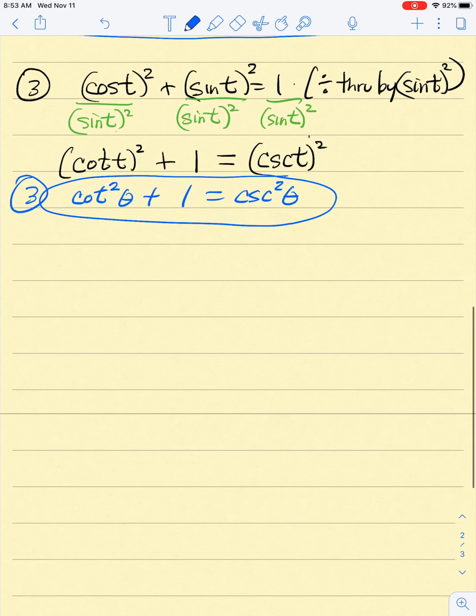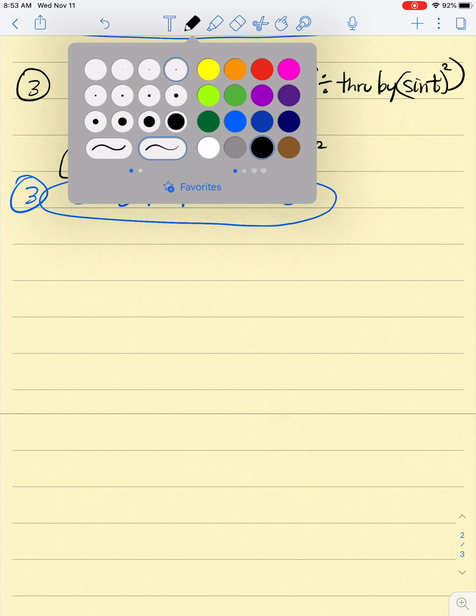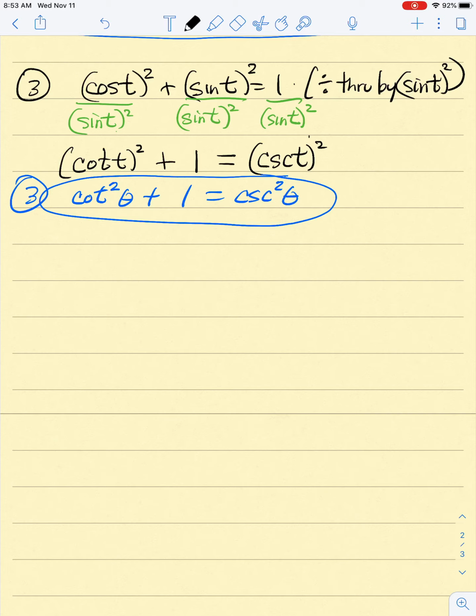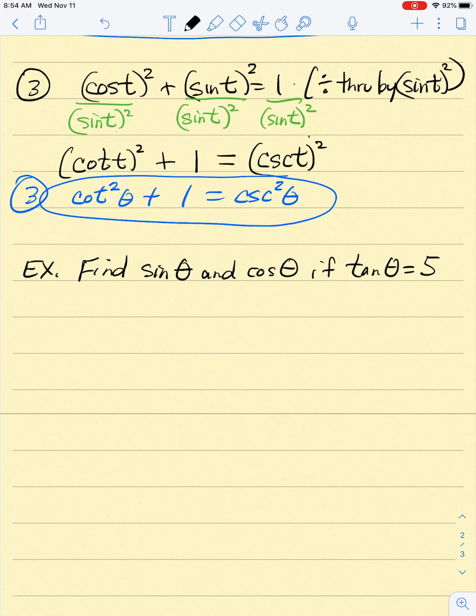All right, so just for fun, let's do maybe a quick example. I didn't have this prepared ahead of time, but we'll throw it in here quick. Find the sine of theta and the cosine of theta if you're given that the tangent of theta is 5 and that the cosine of theta is greater than 0. So it would be positive.